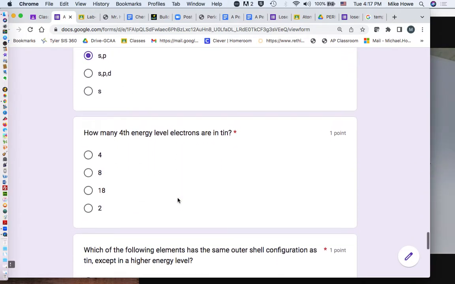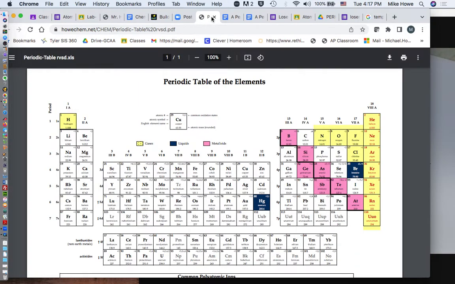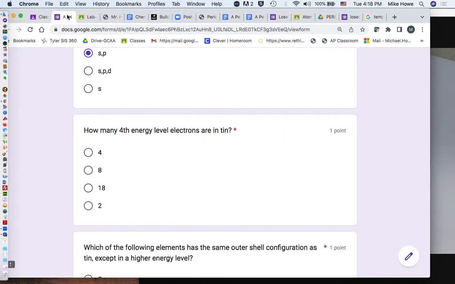How many fourth energy level electrons are in tin? Let's go to tin on the periodic table. Here's tin. The outer shell of tin is 2, 3, 4, the fifth energy level. And how many electrons, this question says, go back and look at the question again. How many fourth energy level electrons are in tin? So that one we have to write out the configuration. So it'll be 1s2, 2s2, 2p6, 3s2, 3p6, 4s2, 3d10, 4p6, 5s2, 4d10, 5p2. That's the configuration.